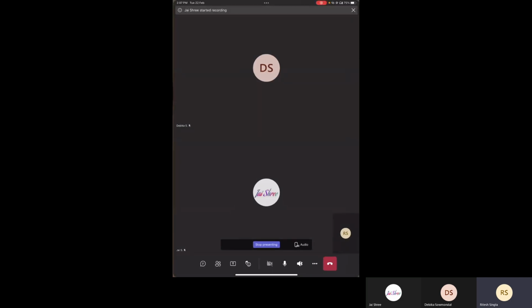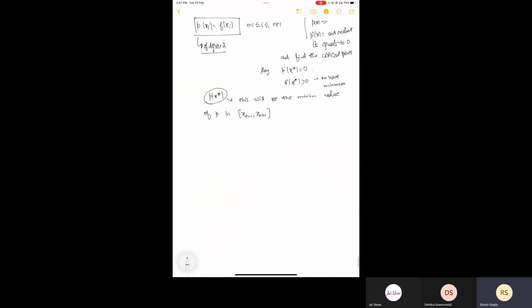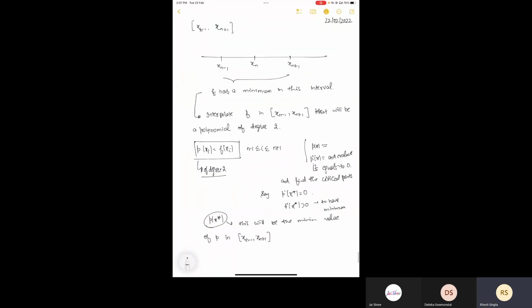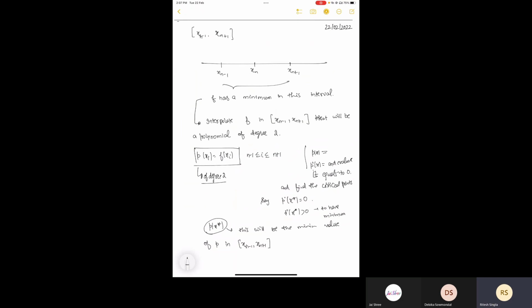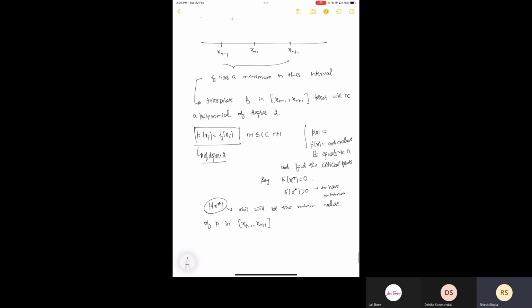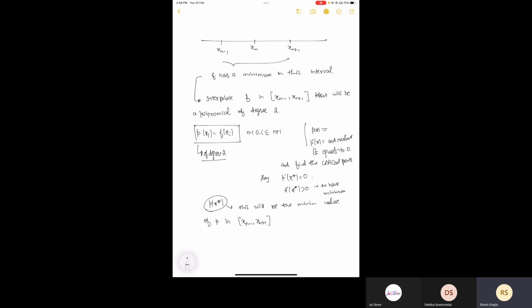So what we are doing here, till now we are just writing what the assumptions are, that f has a minimum in the interval. So what are they asking? Interpolate the polynomial in the defined interval and find the point of minimum. So we did the same. We will find the polynomial of degree 2, right? And then we will set the derivative of the polynomial to 0 in order to get the critical point, and we will evaluate our function p at that critical point. Is this making sense?